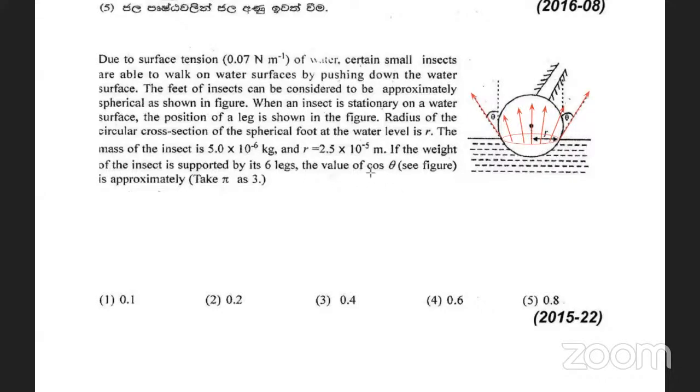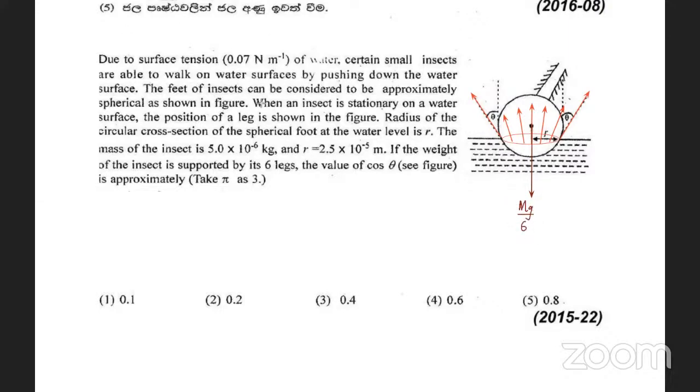So the question is, what is the value of cos theta, if the weight of the insect is supported by its 6 legs? On each leg there will be a downward force acting. What is the downward force, people? That is 1/6 of the weight. The entire weight will not act on one leg. So that is going to be mg by 6.